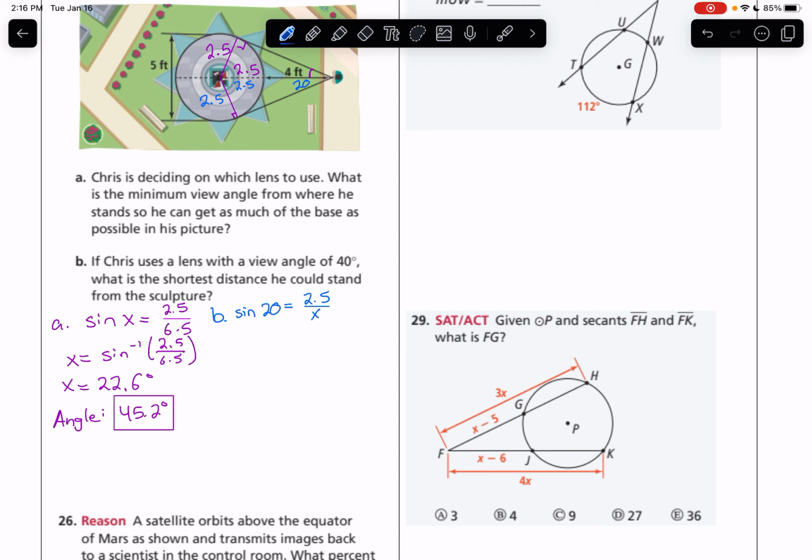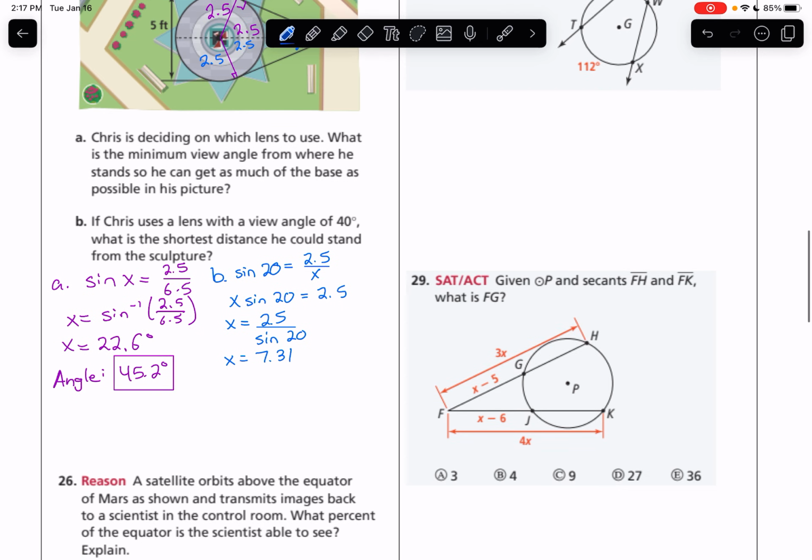So let me go ahead and manipulate this. I'm going to multiply both sides by x. So x sine of 20 equals 2.5. Divide both sides by sine of 20. X equals 2.5 over the sine of 20. So I'm going to figure out what that will be. 2.5 over the sine of 20 is going to be 7.31.